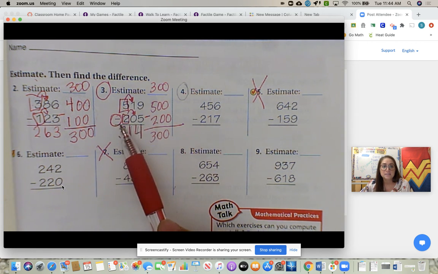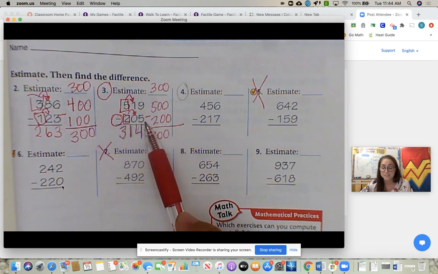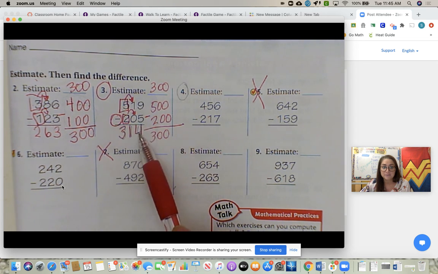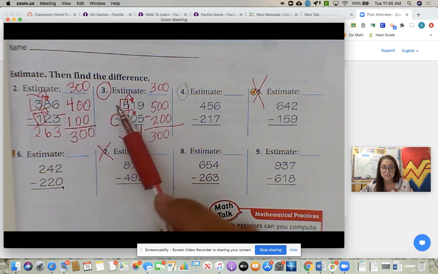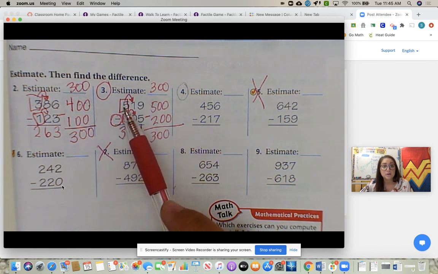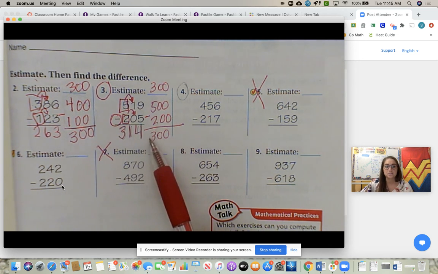So 519 subtract 205. I look at the ones place. 9 is greater than 5, so I don't need to borrow. So 9 subtract 5 is 4. I move to the tens place. 1 is greater than 0, so I don't need to borrow. 1 subtract 0 is still 1. Now the hundreds place. 5 is greater than 2, so I don't need to borrow, and I can't even borrow. I can't go over anymore. So 5 subtract 2 is 3. So our answer is 314.